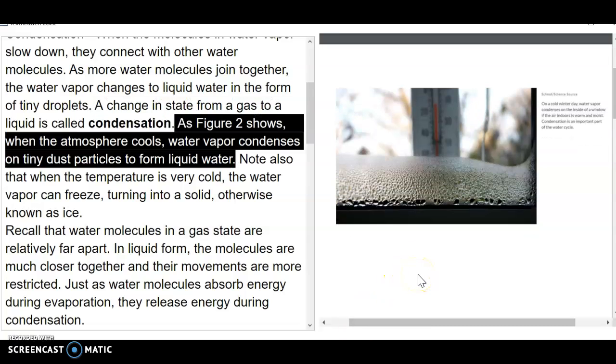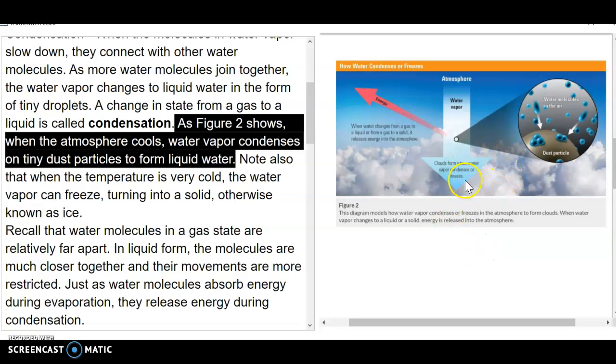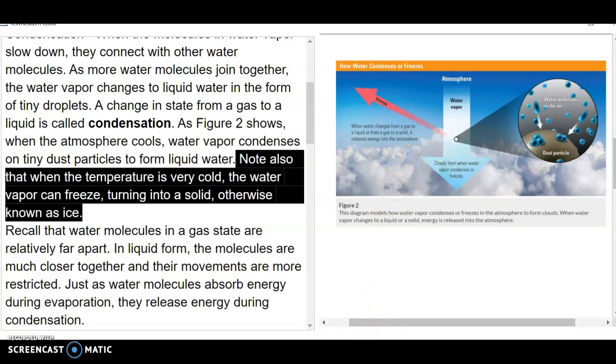As figure 2 shows, right here, when the atmosphere cools, water vapor condenses on tiny dust particles to form liquid water. So we have water molecules in the air right here, and they get attracted to little dust particles that are in the air, and then they create the water droplets. Note also that when the temperature is very cold, the water vapor can freeze, turning into a solid, otherwise known as ice.